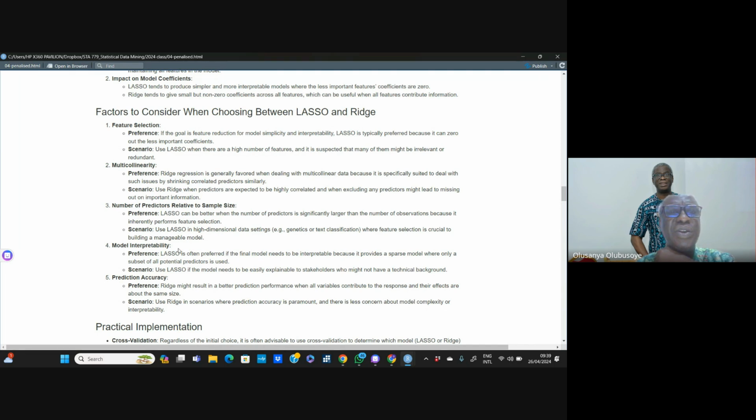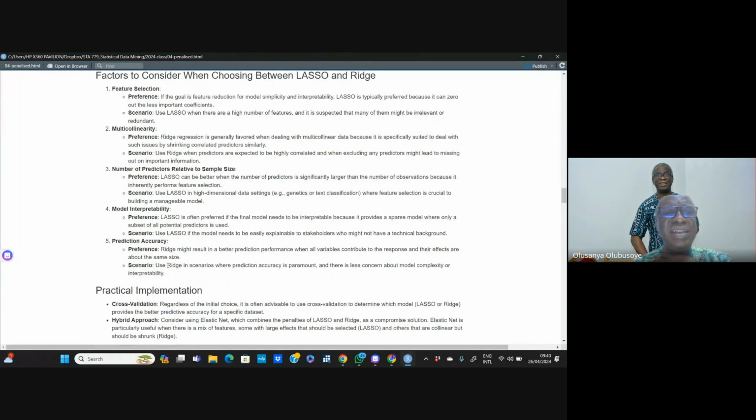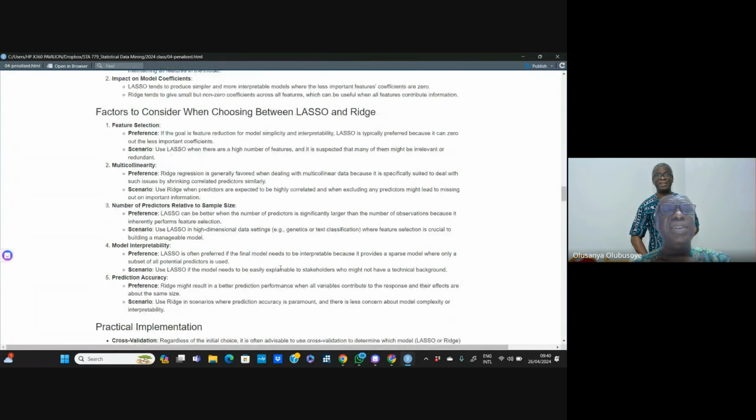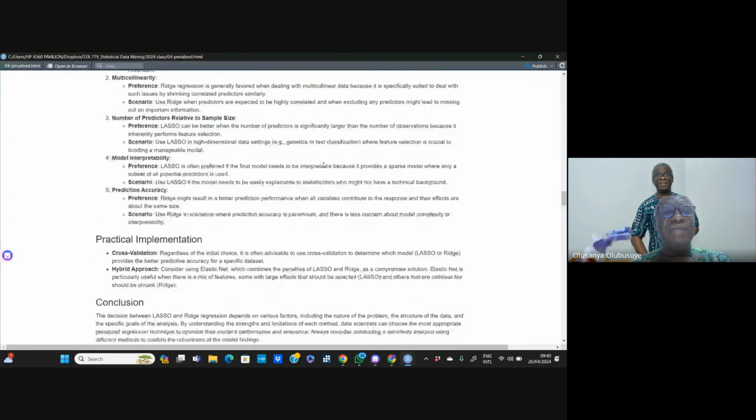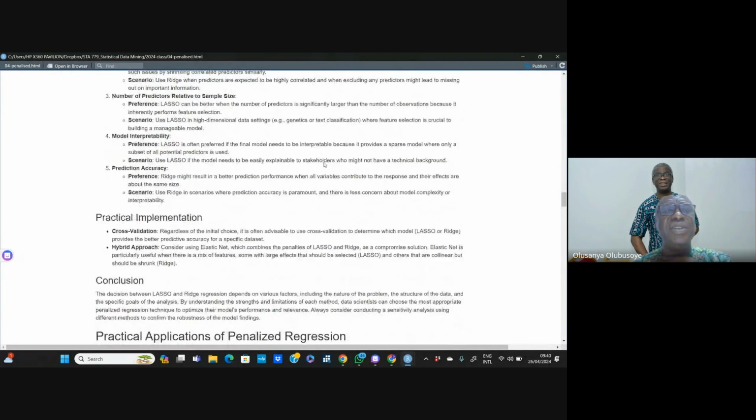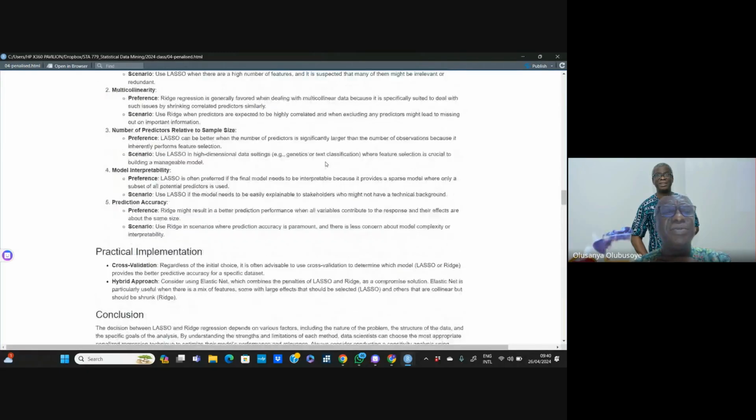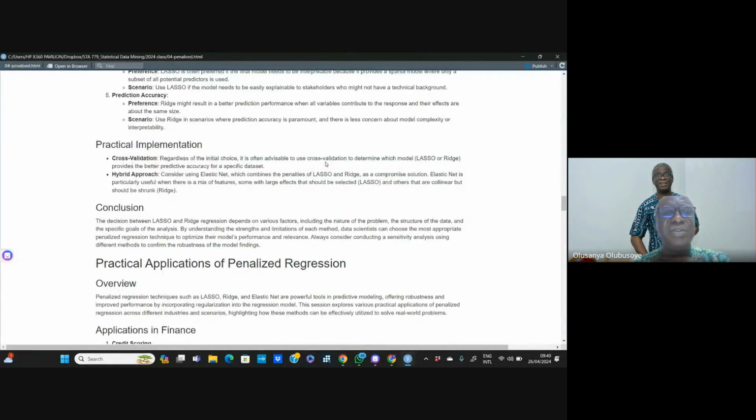If you also want to make your interpretation simplified, LASSO is also a good one. In terms of prediction accuracy, then ridge regression might be your best bet. So these are factors that you can use to consider the choice among LASSO and ridge.